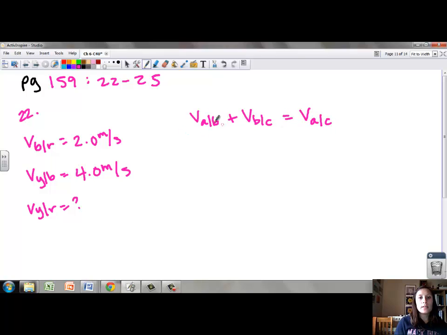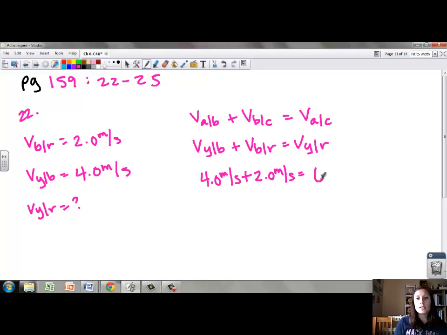So let's do that. Velocity of A to B is you to the bus. So velocity of you to the bus plus the velocity of, since B is the bus to C, which is the road, velocity of the bus to the road equals velocity of A, which we said was you, relative to the road. So that's the one we're trying to solve for. Velocity of you to the bus is our 4 meters per second, plus the velocity of the bus to the road is our 2 meters per second, and that's going to equal a total of 6 meters per second as your velocity relative to the road. Now, let's look at the next one.